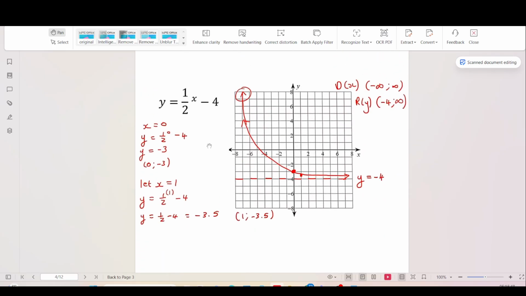In an exponential function, from the graph you can see all x values are allowed, so the domain is from negative infinity to positive infinity. But the range is from the asymptote, like here the asymptote is negative 4 and the graph is going in the upward direction, so negative 4 to positive infinity.